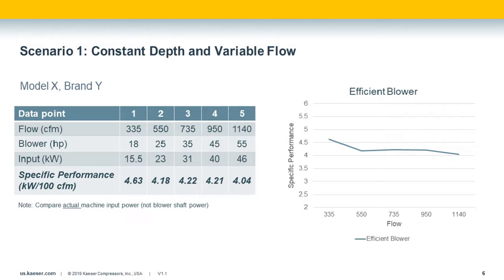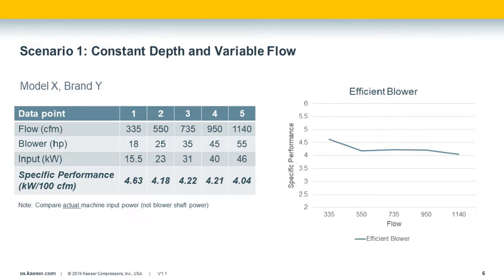From the chart, we can see how the relative performance of the machine drops off at the lower end of the performance curve. So this is what you see here, where we're at 0.5 at max flow. We're at 4.04 kilowatt per 100 CFM, but that now drops off to 4.63 at the low end. This is a result of losses in the air end, as well as the electric drive motor and the VFD.